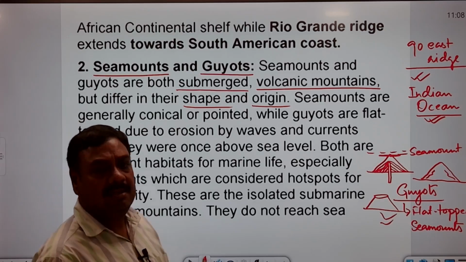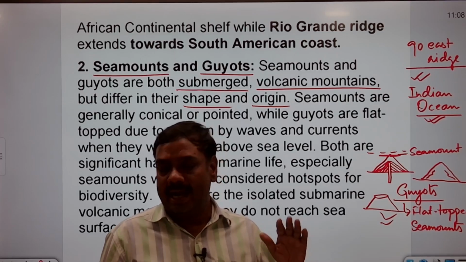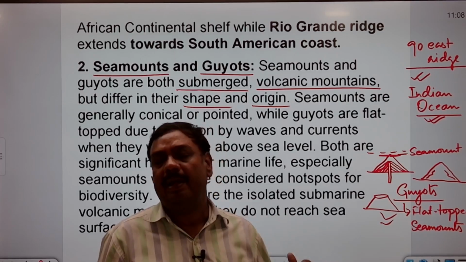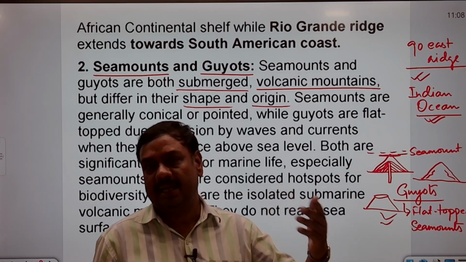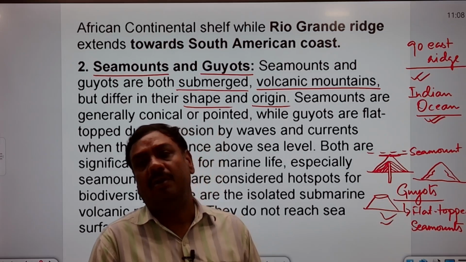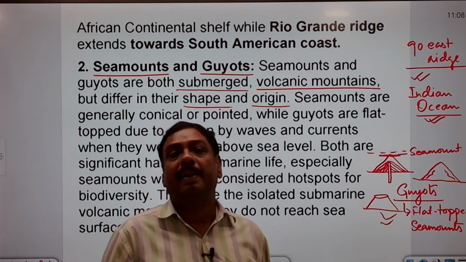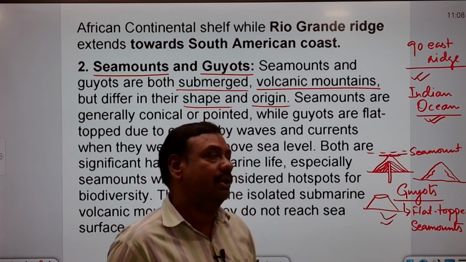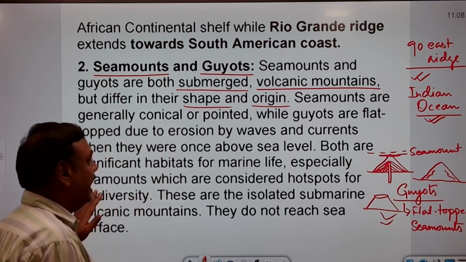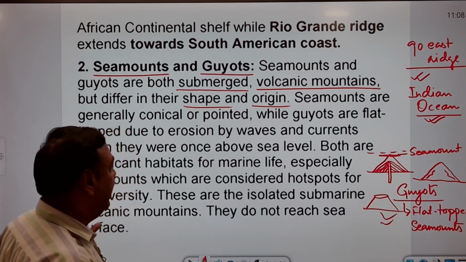Obviously, since they have a certain slope and this slope is nearby the sea level, in that way they become habitat for different kinds of marine life, because so many phytoplanktons grow on their slopes, right? So in that way, especially seamounts are considered hot spots for biodiversity.